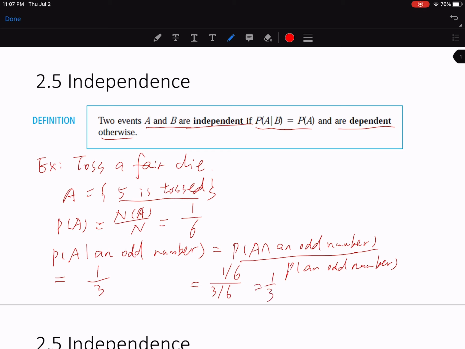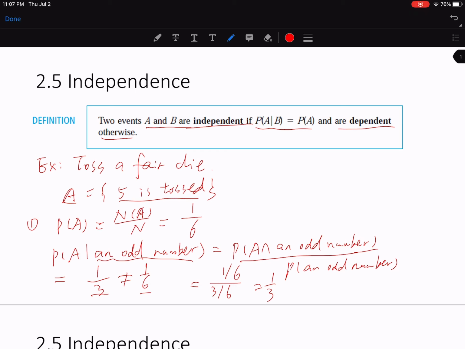So in this case, the probability of A given an odd number is 1 over 3, and this is completely different from 1 over 6, right? Because this odd number is telling us some information about event A, and that's why this probability is greater than this 1 over 6 over here. This is the first case. Now let's take a look at the second case.